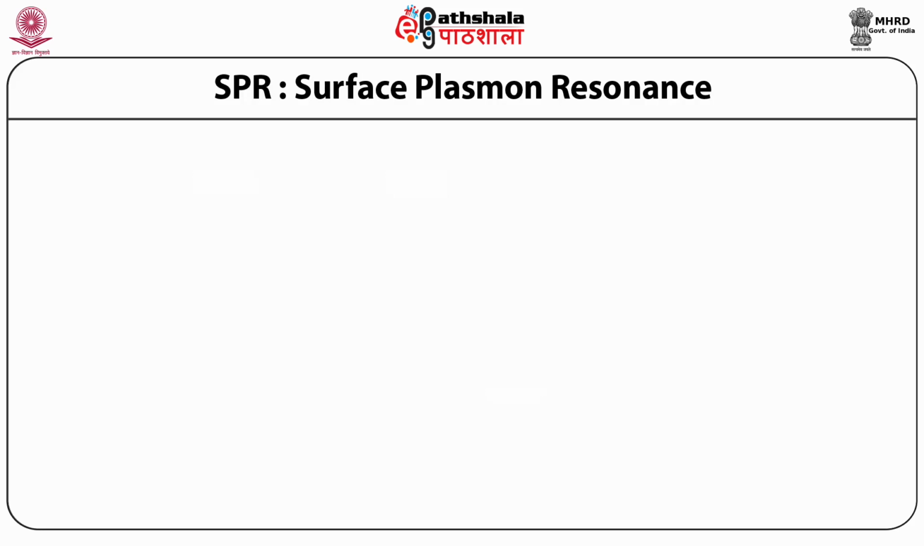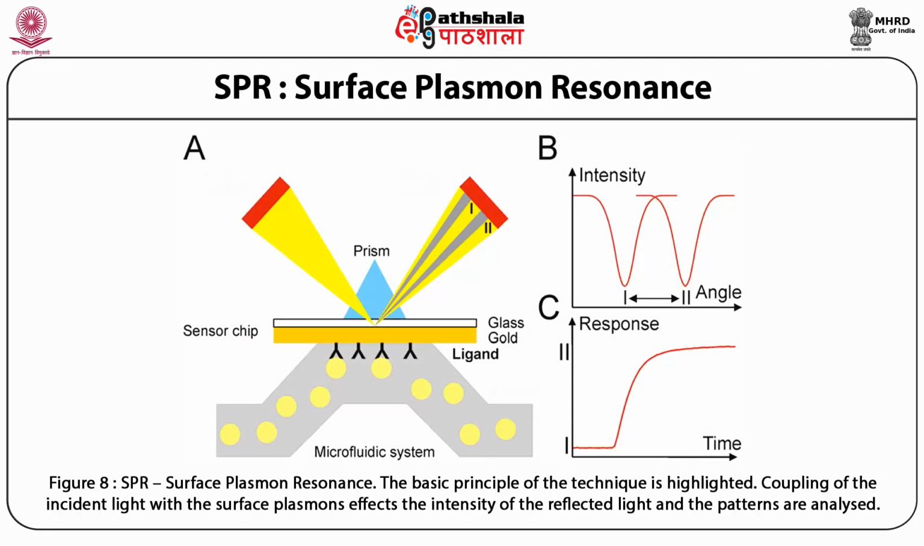This slide demonstrates the mechanism of the technique surface plasmon resonance or SPR. The basic principle of the technique is highlighted in this diagram. Coupling of the incident light with the surface plasmons affects the intensity of the reflected light and the patterns are analyzed. Figure A over here shows the light source which is incident on the sensing surface, which is coated in this case with the metal gold. The optical detector captures the reflected light and the patterns of intensity produced are then analyzed. The binding of an analyte molecule leads to an increase in mass, and a proportional increase in refractive index is observed as a shift in the resonance angle.